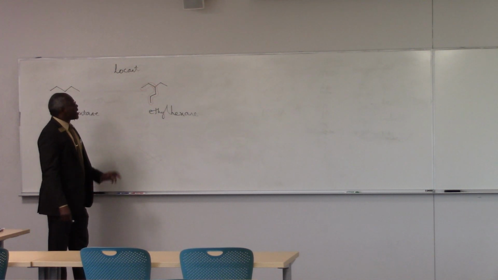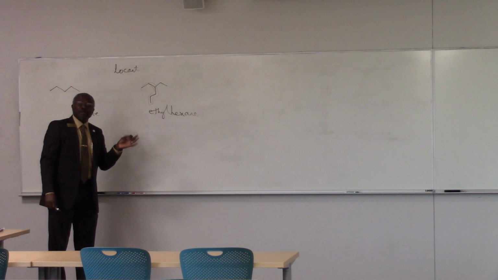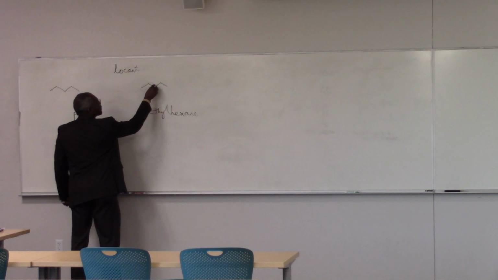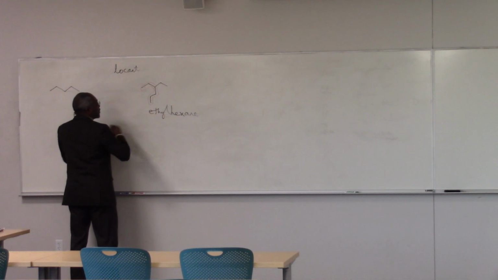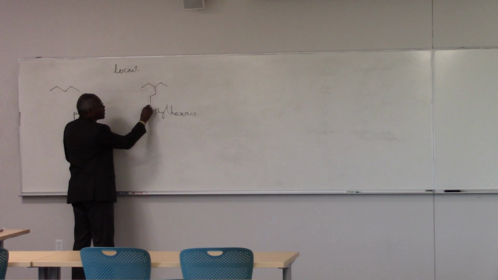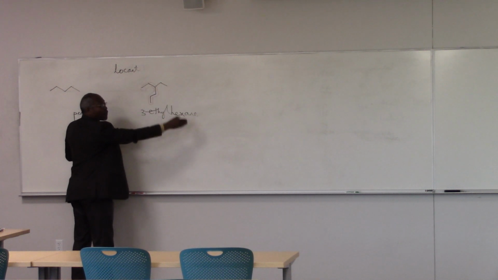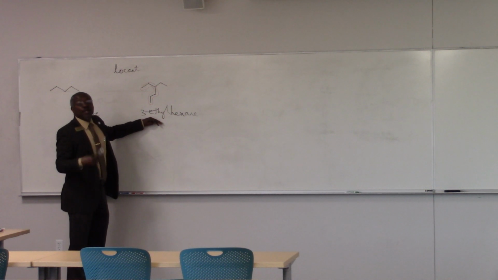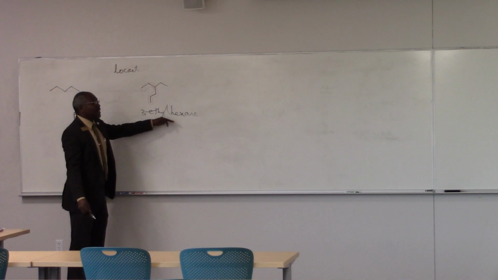So what I do is number the chain, starting from either end, and try to find the lower number for the locant. If I number from here, this would be carbon 1, 2, 3, 4, 5, 6. That would suggest it's 4-ethyl. If I number from here, it's 1, 2, 3, 4, 5, 6, and that will be 3-ethyl. I want the ethyl substituent to have the lower possible locant. So I'm going to say this compound is called 3-ethylhexane.